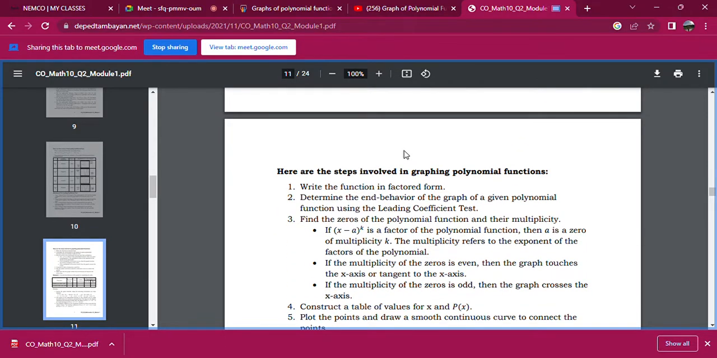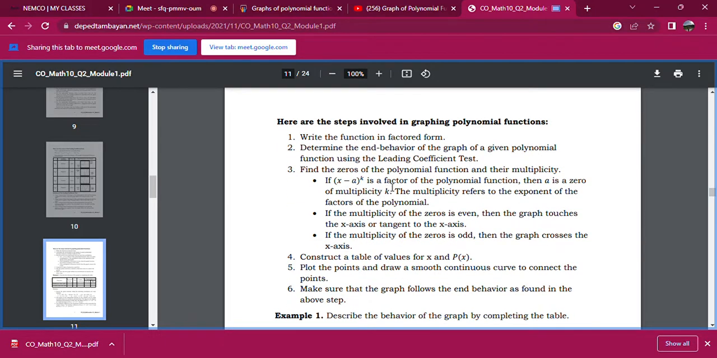So here are actually the steps involved in graphing a polynomial function. So we have 6 steps in graphing a polynomial function. Number 1, you have to write the function in factored form. I know that most of you here know how to factor a specific function. The second one, i-determine niyo kung unsang end behavior sa graph.